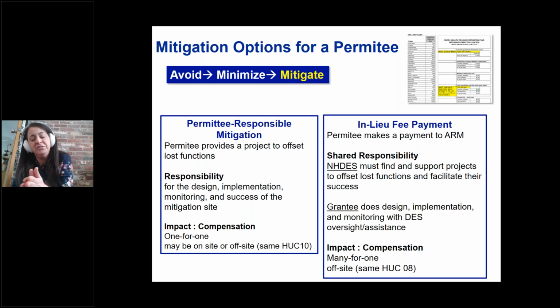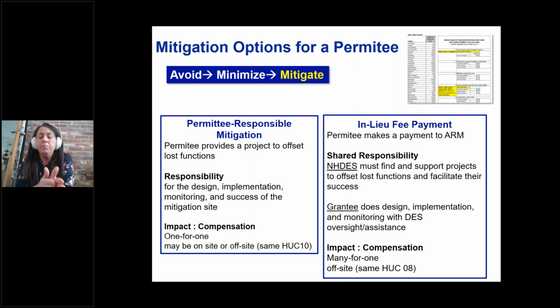I like to highlight facilitate their success because I sometimes think that people think that when the ARM program funds a project, a check is written and that is it. But it is DES's responsibility to ensure that the mitigation succeeds for the long term. And then the grantee is responsible for the design, implementation, monitoring, and success, but with DES assistance and oversight. So it doesn't just end once the project's in the ground. This is a continued shared responsibility to sustain this mitigation site.